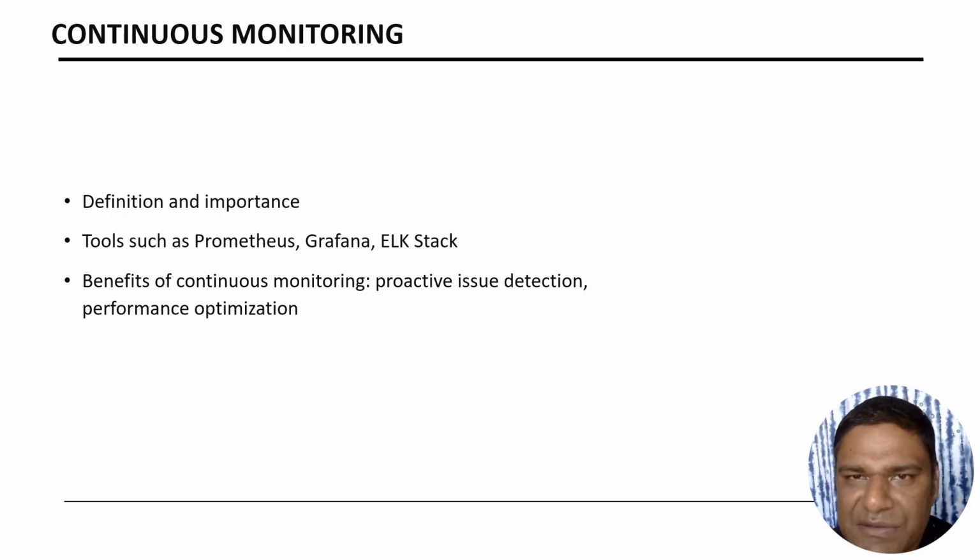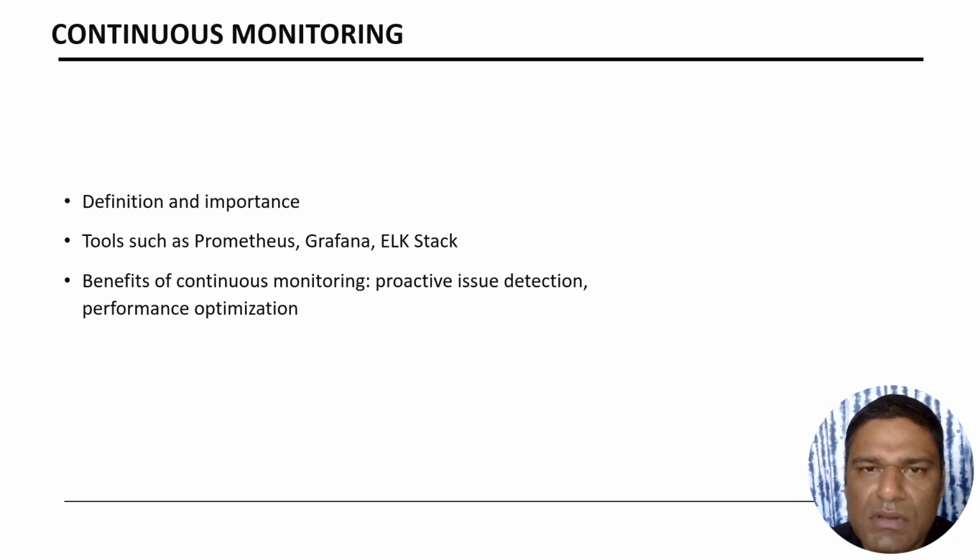It is a very critical aspect of DevOps, which ensures teams have real-time visibility into the health and performance of their system. System in the sense the application as well as the platform on which they are running, the infrastructure. And we have to use tools for continuous monitoring like Prometheus, Grafana, this ELK stack, that is Elasticsearch, Logstash, and Kibana. They provide powerful capabilities for collecting, analyzing, and visualizing metrics and logs from different sources.